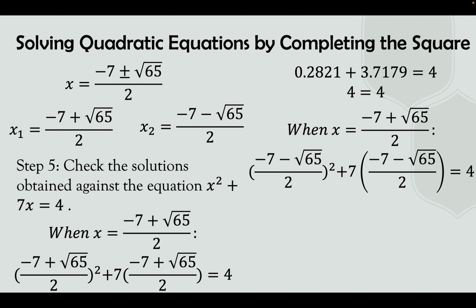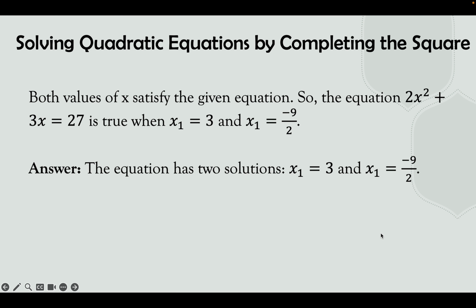Now let's try our x sub 2. We have negative 7 minus square root of 65 over 2. That is minus. So substitute to the original equation. So we have negative 7 minus square root of 65 over 2 squared plus 7 times negative 7 minus square root of 65 over 2 equals 4. The result for this one is 56.7179 minus 52.7179 equals 4. So subtract this one, we have 4 equals 4. Both of the values of x satisfy the given equation.